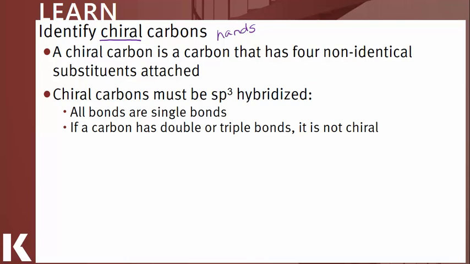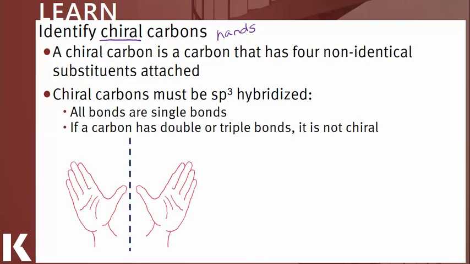Hold your hands out in front of you with your left and right thumbs pointed towards each other, like this. Now, your hands are essentially the same, right? You have a pinky finger, a ring finger, a middle finger, an index finger, and a thumb on both hands. Now, take your left hand and put it directly on top of your right hand and line up your middle fingers on top of each other. Now, they don't look quite so much the same. Your hands are mirror images of each other.